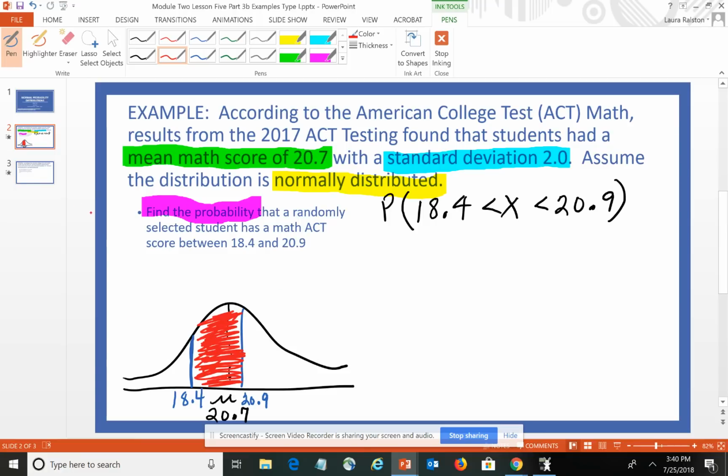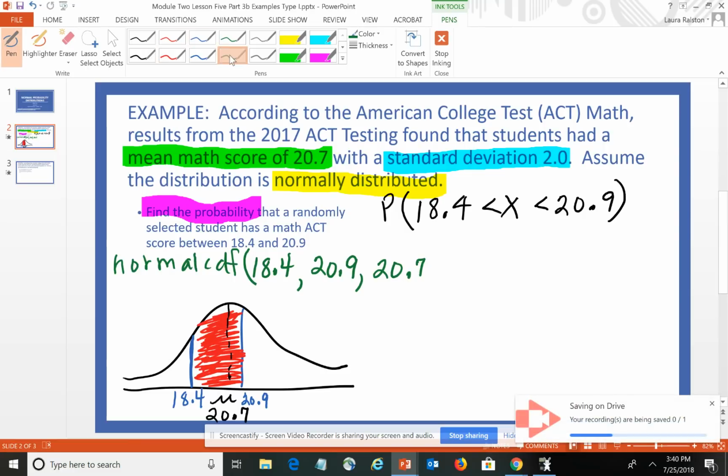Again, we're going to use the normal CDF command because we're asked to find the probability. So what you're eventually going to type is normalcdf. You start with the low value first, so that's 18.4, to the high value of 20.9, the mean of 20.7, and the standard deviation of 2.